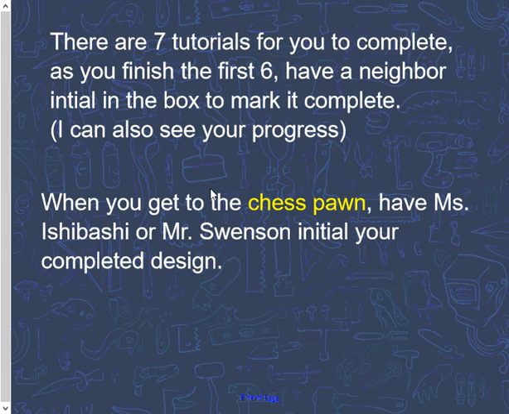When you get to the chess pawn, which is kind of the most complicated and the most difficult, it's not so difficult you won't be able to do it, but you'll see it has far more steps than the others. I was going to ask that you have Mrs. Yubashi or myself initial your completed design. We are obviously not able to do that, so you can just go ahead and have whoever's initialing the first 6 initial that 7th one. The goal today is to get through those 7 tutorials. If it goes quickly and you want to keep playing with it, by all means go ahead.